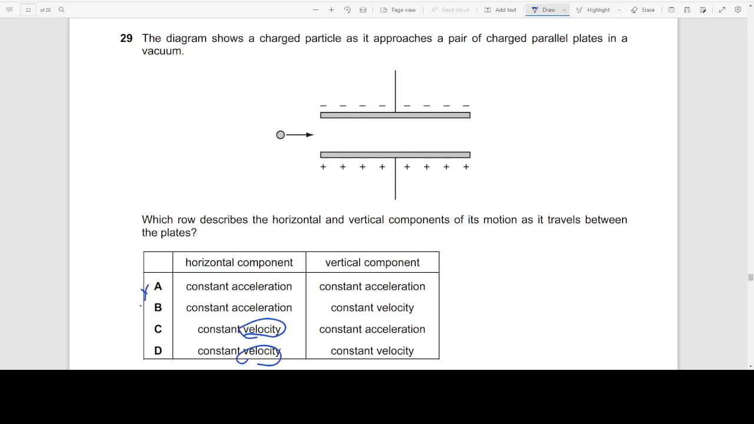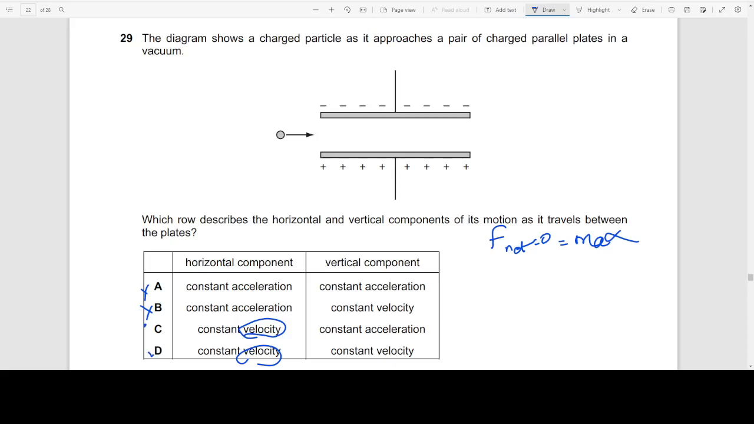So options A and B are gone. Constant velocity, because there are no forces in the horizontal direction, as I mentioned. No forces means no net resultant force, which means acceleration is going to be 0. Since acceleration is going to be 0, velocity is going to be constant. So it's either C or D.